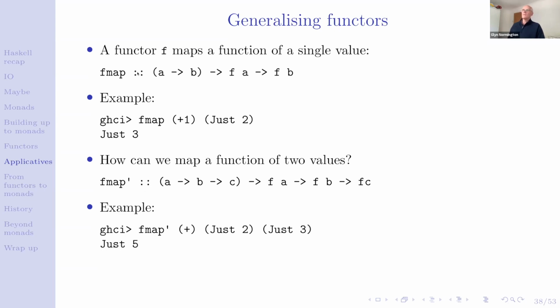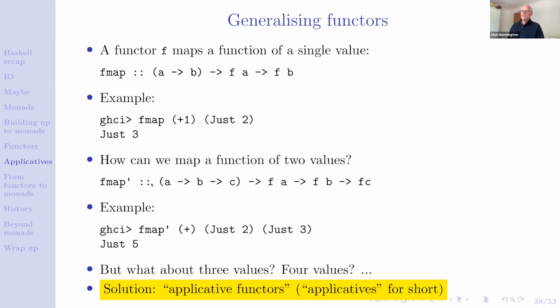But we've gone from a single value to 2 values here. We've got a new function, fmap'. And so what about 3 values or 4 values? We're going to need a whole series of these things, and it's painful. So the general solution is what's called applicative functors, and they tend to be called applicatives. It's a bit of an abstract term, but it's actually quite straightforward when you get used to using them.